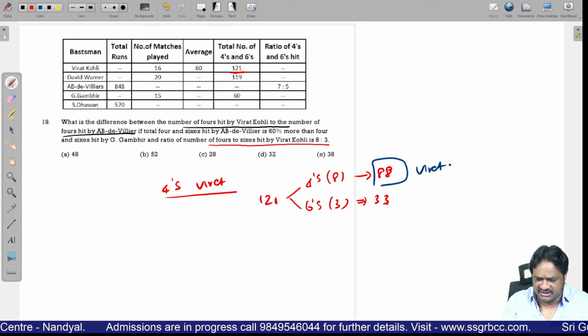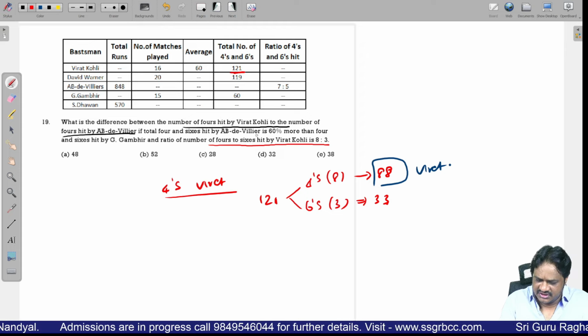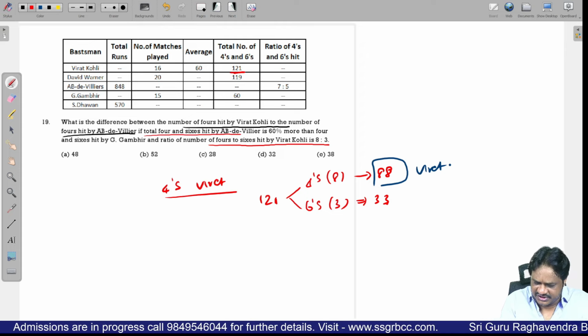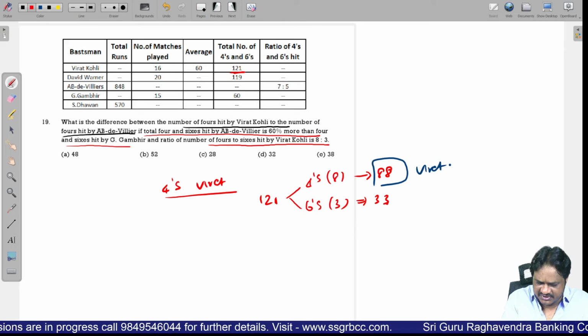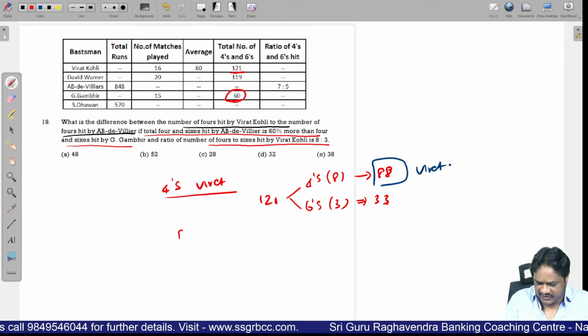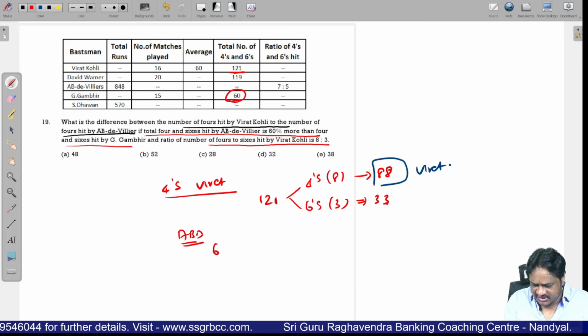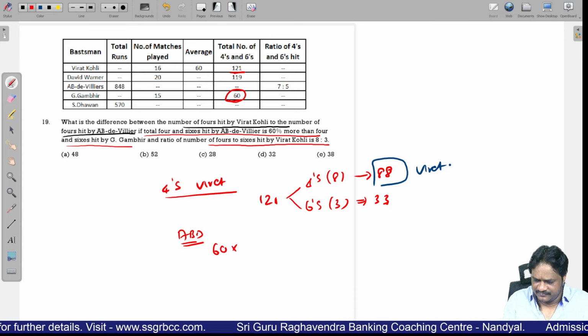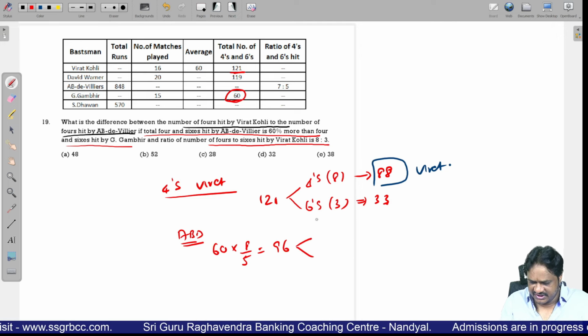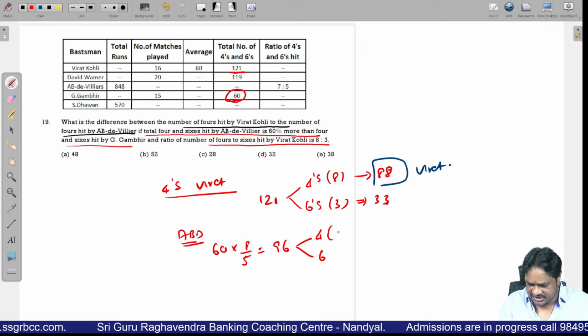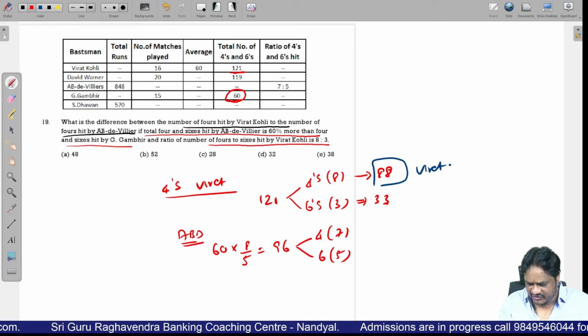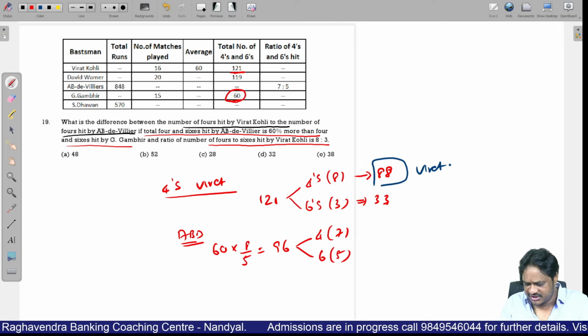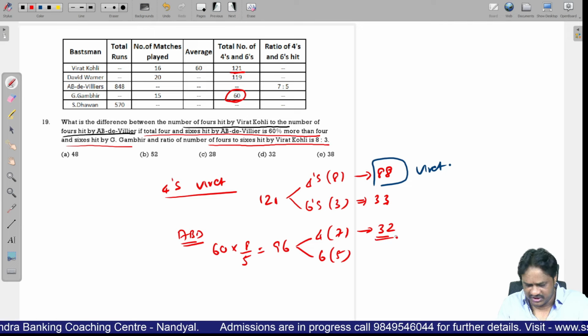Now AB de Villiers. The number of fours and sixes hit by AB de Villiers is 60% more than Gautam Gambhir. Gautam Gambhir is hitting 60. So now for AB de Villiers, 60 into 8 by 5. That will give 96. In this 96, fours and sixes are in the ratio of 7:5 for AB de Villiers.